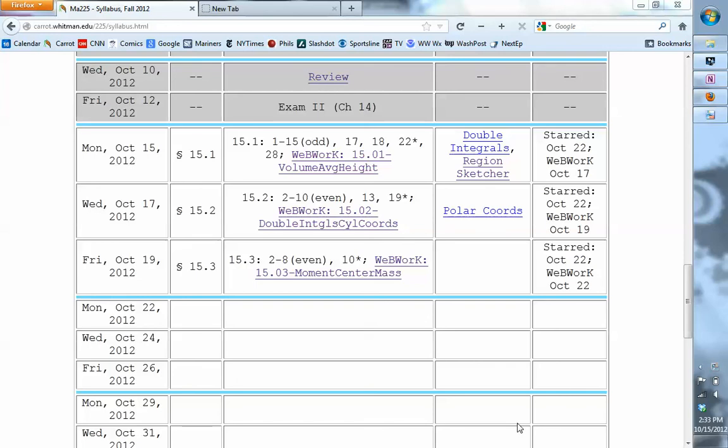Okay, so here's the coming week. We're starting chapter 15, which is called multiple integration or double integration or something like that. I know I should know that, right? And this is the week ahead.